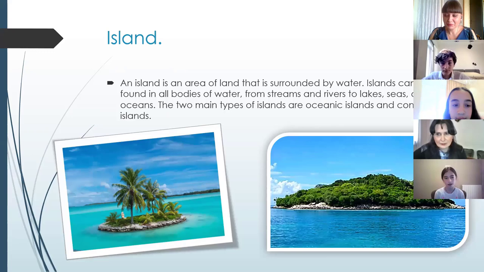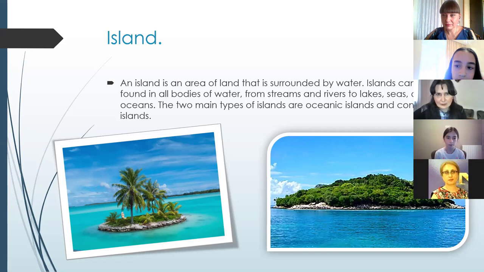Let's begin. An island is an area of land that is surrounded by water. Islands can be found in all bodies of water, from streams and rivers to lakes, seas, and oceans. The two main types of islands are oceanic islands and continental islands.